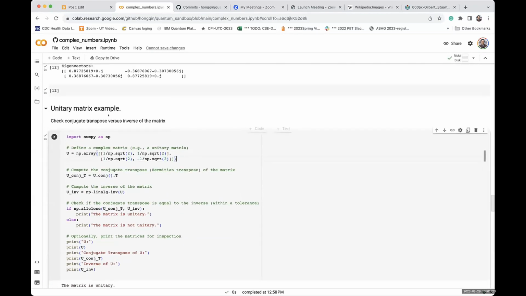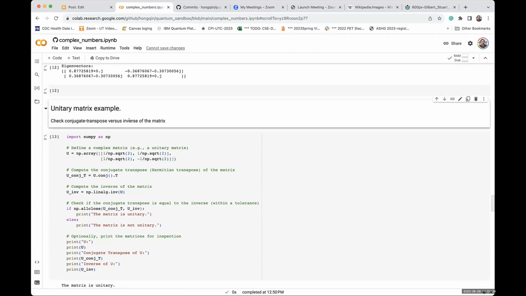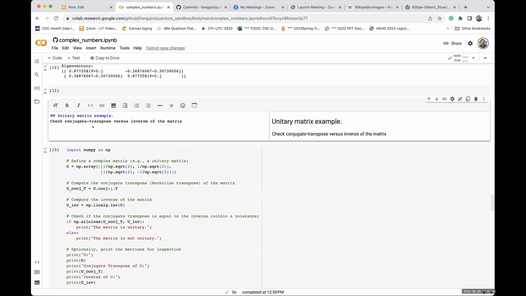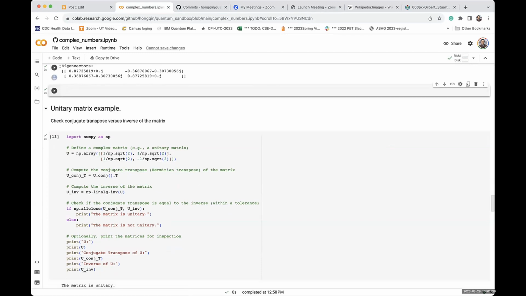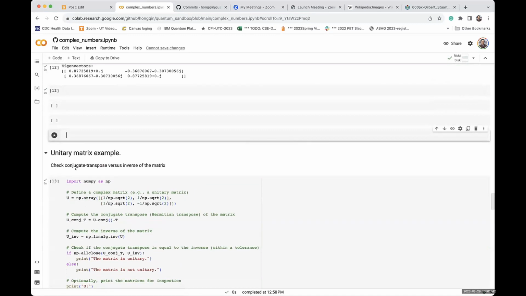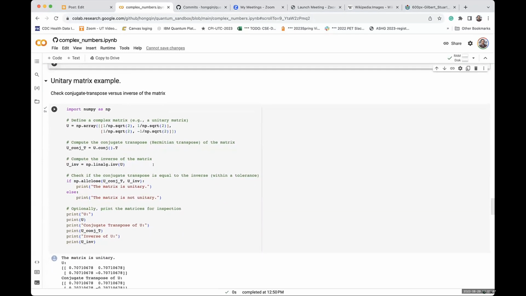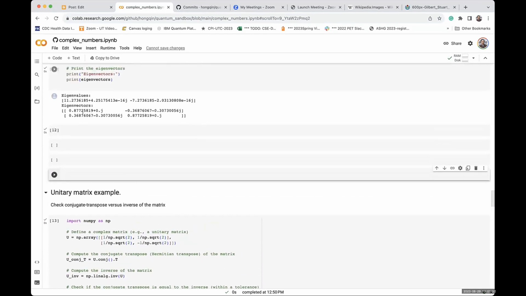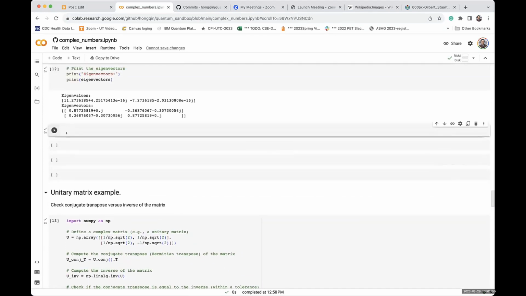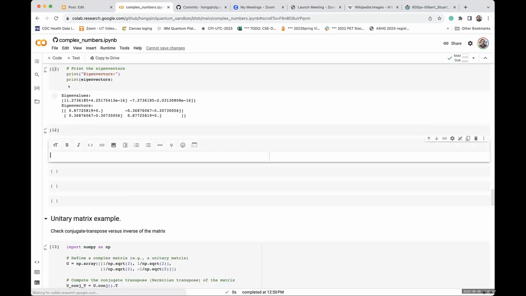Okay, it looked like I mislabeled. This is conjugated transpose versus inverse. Checking that. I made a mistake here. This is actually not a unitary example. Okay, let's redo this. This is actually inverse versus the conjugated example. So let's rewrite this one. Sorry, I just realized I made a mistake.